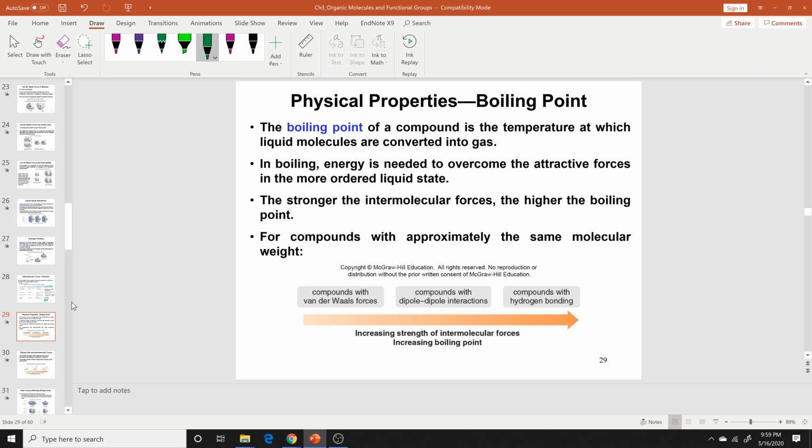So this is why if you see compounds having hydrogen bonding versus compounds having dipole-dipole interaction and van der Waals, basically the boiling point will increase as the strength of the intermolecular force increases.